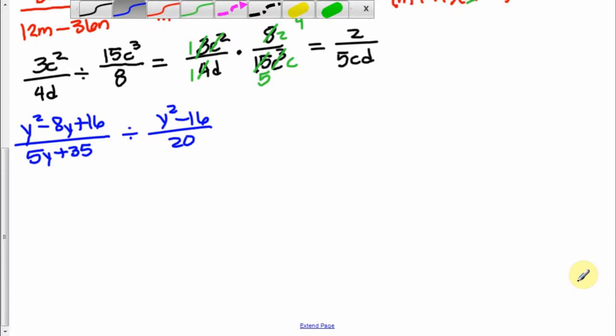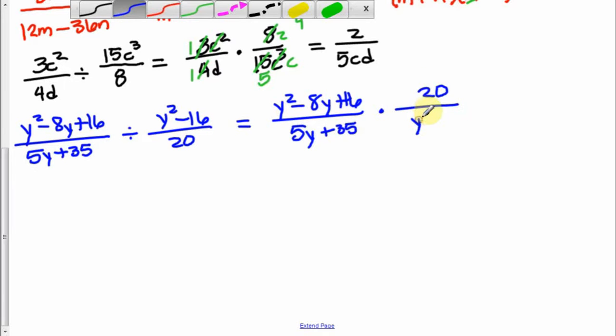All right, so first thing we have to do is change it to a multiplication problem. So y squared minus 8y plus 16 over 5y plus 35 times 20 over y squared minus 16.